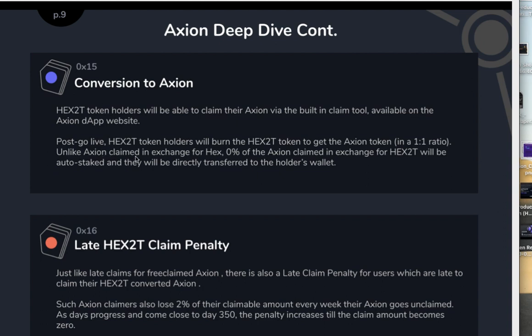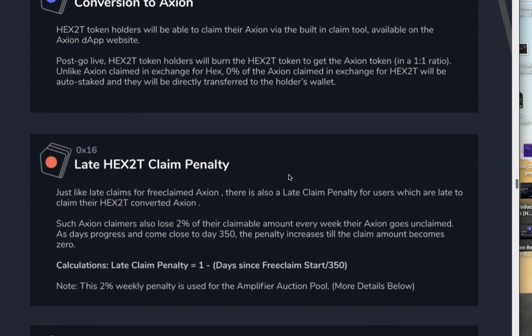Unlike Axion claimed in exchange for Hex, 0% of the Axion claimed in exchange for Hex2T will be auto-staked, and it will be directly transferred to the holder's wallet. So if you've got Hex, it will be auto-staked, whereas if you've got Hex2T that you've claimed for Axion, it will go into your wallet.